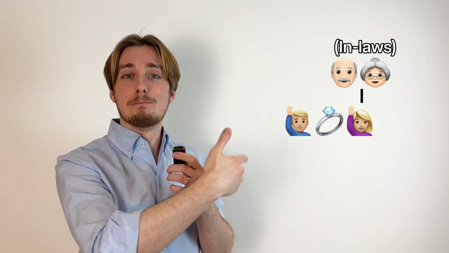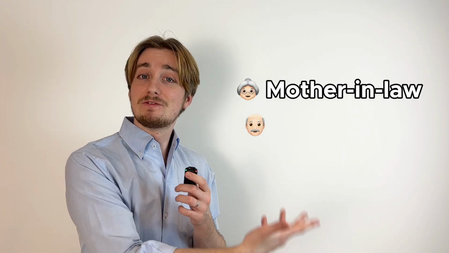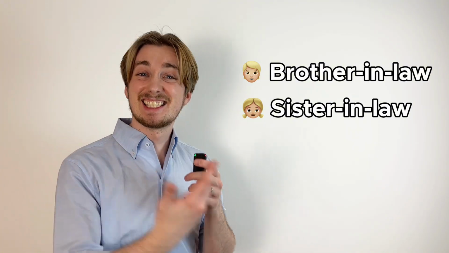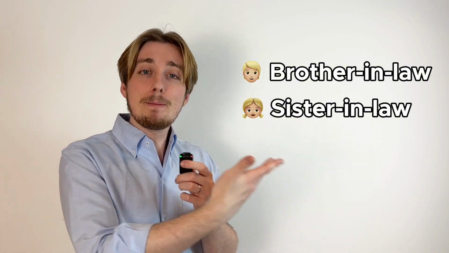For example, you have a mother-in-law and a father-in-law. So my wife's mother would be my mother-in-law, and my wife's father would be my father-in-law. And that works for brother and sister too. My wife's brother is my brother-in-law, and my wife's sister is my sister-in-law. They are not connected to me by blood. They're not my genetic family, but they are my family because I got married to a member of that family. So now we are kind of connected. And that's why we use the in-law suffix.